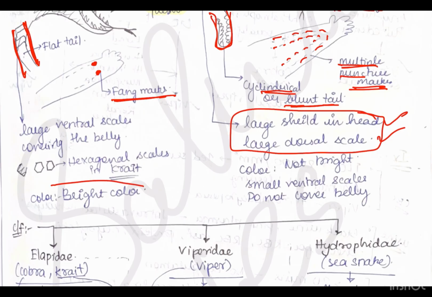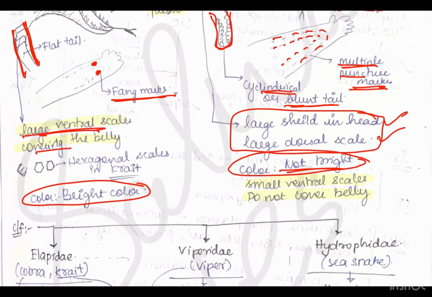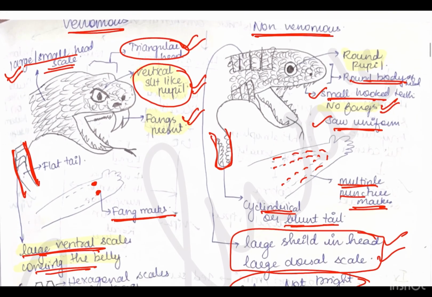Now, the color of the venomous snake can be bright, whereas of non-venomous snake, it is not that bright. And small ventral scales are there that do not cover the belly, but are present all around except the belly. Whereas in venomous snakes, large ventral scales cover the belly. So we'll look at the key differences.